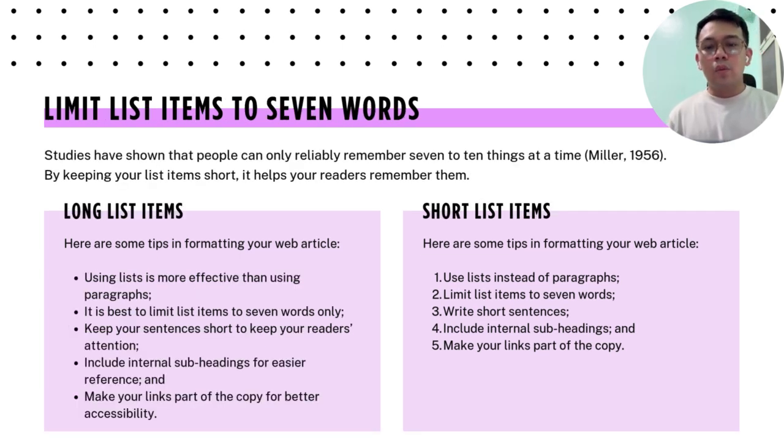So the next tip is when using lists, we must limit our list items to 7 words because studies have shown that people can only reliably remember 7 to 10 things at a time. So by keeping our list items short, it helps our readers understand them better. In my examples here, I listed the tips in formatting using more words, while on the other side I used fewer words. So again, you can see which version is easier to read and to understand, despite both of them having the same content.